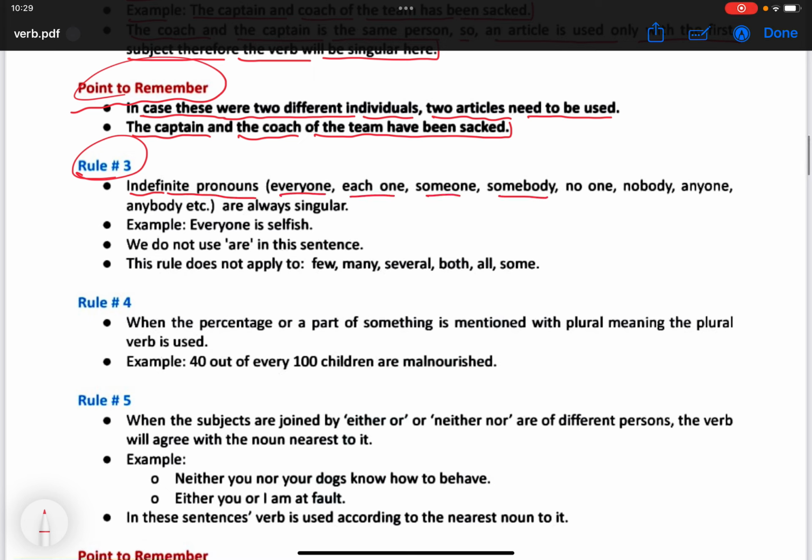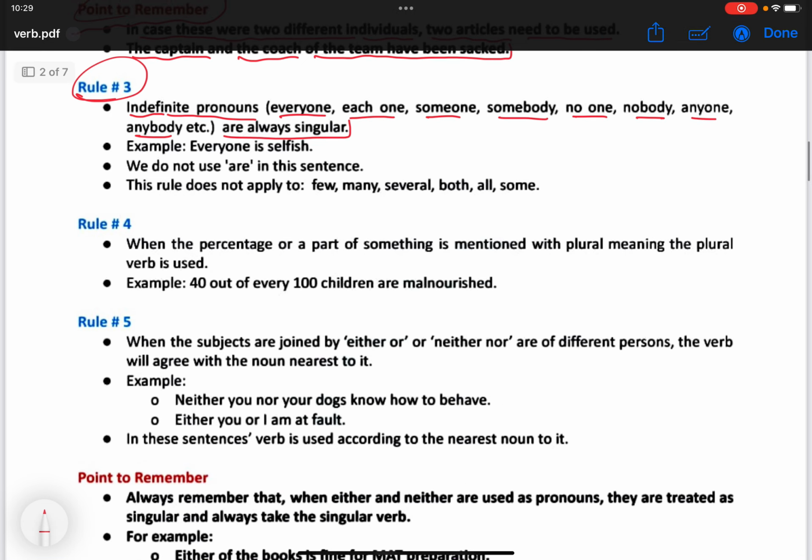रूल नंबर 3, indefinite pronouns everyone, each one, someone, somebody, no one, nobody, anyone, anybody are always singular. Everyone, यहाँ पे 3 जने खड़े हैं, यहाँ से एक जना बोल रहा है everyone, ठीक। Each one, ये भी someone यानी कि ये किसी एक को बोल रहा है। Somebody, ये भी किसी एक को बोल रहा है। No one, इन तीनों में से कोई भी नहीं। Nobody, अलग अलग, कोई भी नहीं। Anyone, anybody भी यही आएगा, singular हो जाएंगे. Example, everyone is selfish, we do not use are in this sentence.